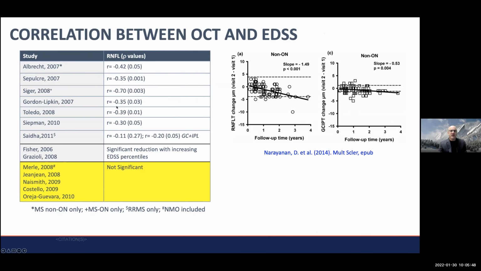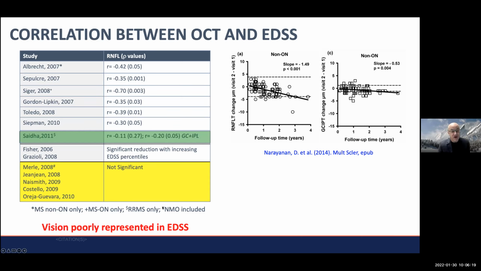Because when we look at the correlation between OCT measures and EDSS, we see some studies with nice correlations and others without. Those that have nice correlations tend to be evaluating MS-affected optic neuritis eyes only, while others found that the correlation could be improved by analyzing the GC plus IPL layer. What this variability probably represents is that the EDSS really represents vision poorly and is probably not an ideal measure for trying to correlate OCT analyses.